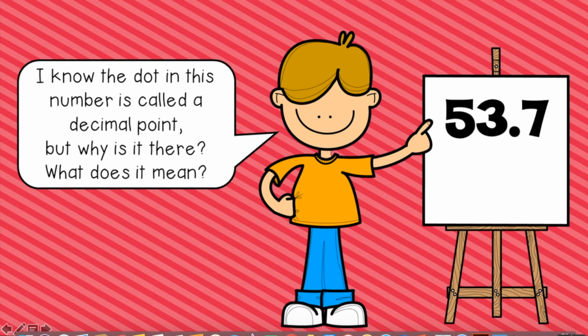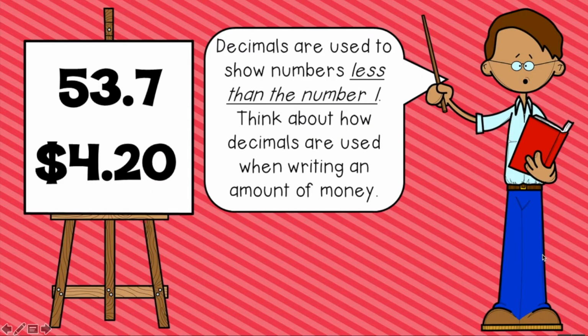All right, so I know the dot in this number is called a decimal point, but why is it there? And what does it mean? Decimals are used to show numbers less than the number 1. Think about how decimals are used when we write an amount of money. Okay, you can see those examples over there.